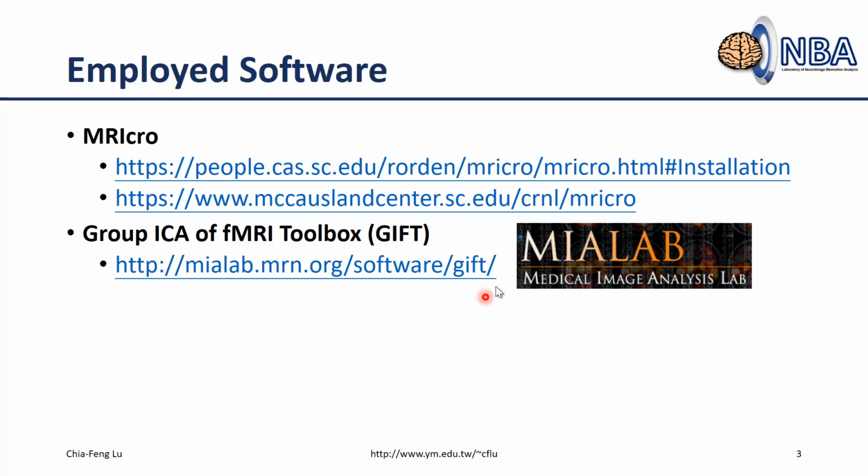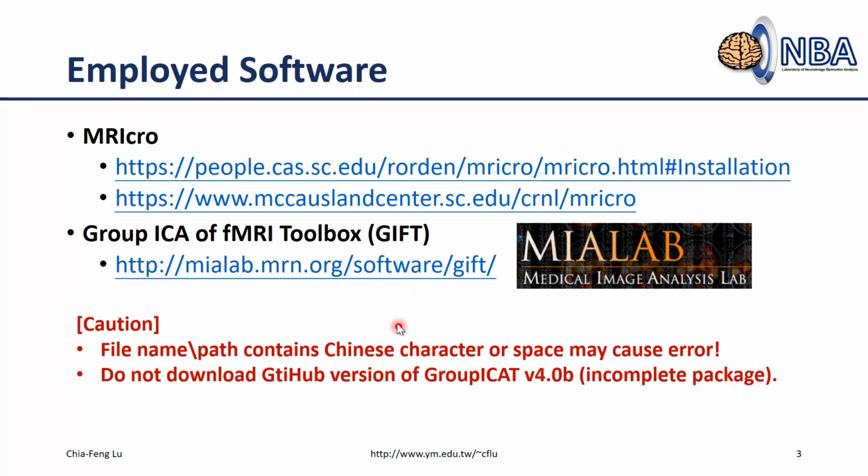Okay, so again, please visit this website and download the newest version, which I think should be version 4.0b. So please go visit the website and download the file. I'd like to again remind you that the GIFT toolbox actually uses the SPM file selection function. So again, if your file path includes Chinese characters or spaces, please try to modify your file name. Do not include any Chinese characters or spaces, or it may cause an error.